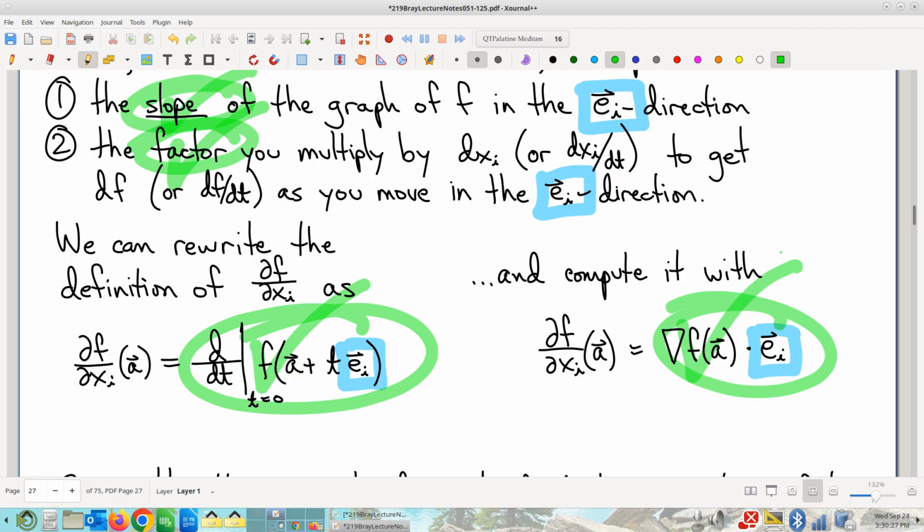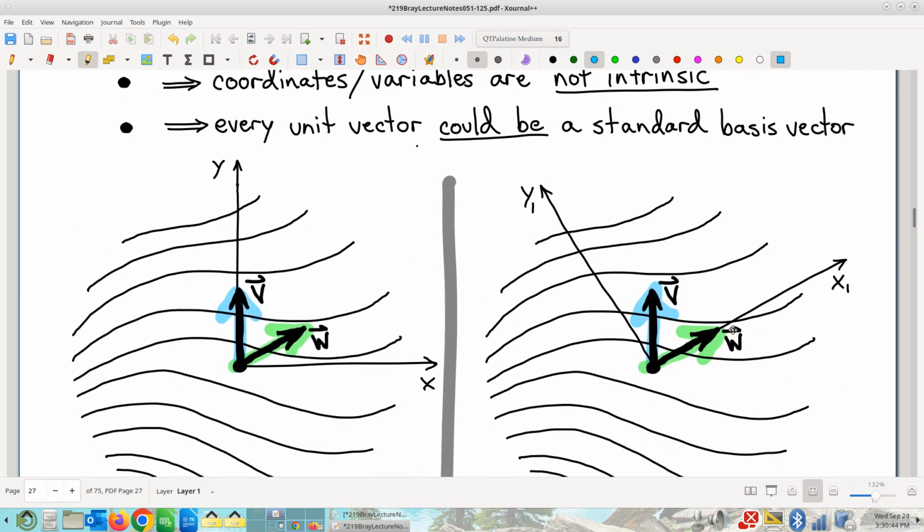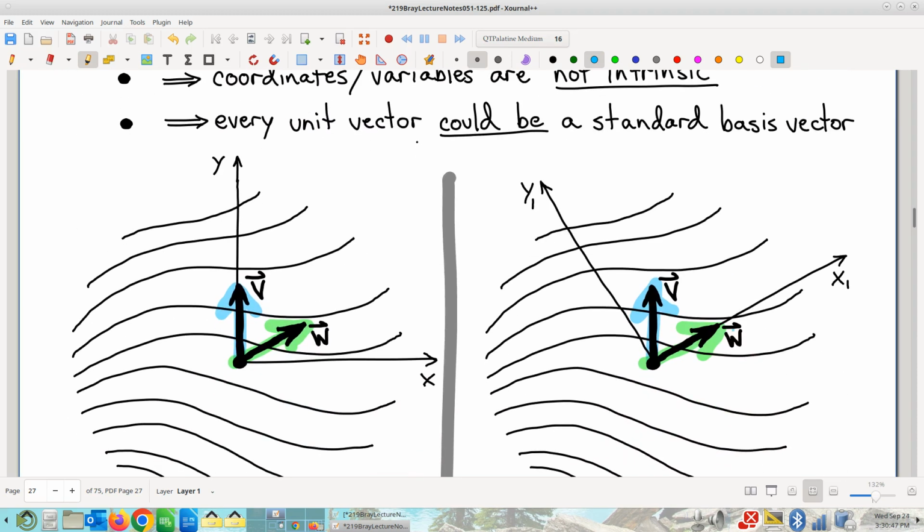I'm no longer sort of confined to these vectors only being standard basis vectors, because every unit vector could be a standard basis vector. If I want to be able to talk about these green things in relation to this W vector, and you say, well, you can't. That's not a standard basis vector. I'm going to say, well, you've made up a weird coordinate system. I like this coordinate system better. And by the way, now this is a standard basis vector. Does that make sense?